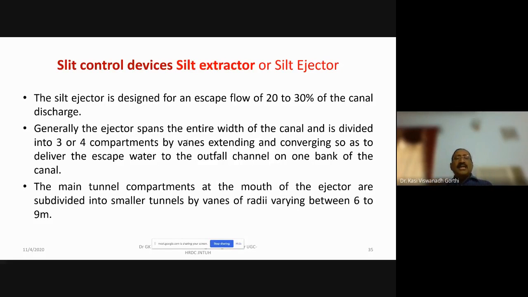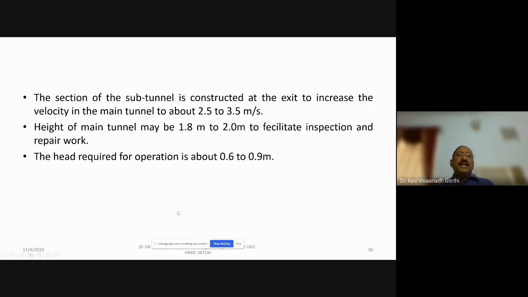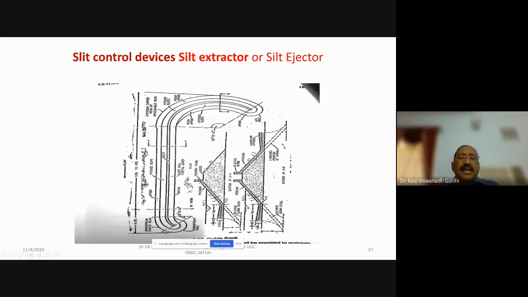The main tunnel compartments at the mouth of this ejector are subdivided into smaller tunnels by vanes of radii varying about 6 to 9 meters. The section of the subtunnel is constructed at the exit to increase the velocity in the main tunnel to about 2.5 to 3.5 meters per second. Height of the main tunnel may be about 1.8 meters to 2 meters to facilitate inspections or any repair or maintenance work. The head required for operation is about 0.6 to 0.9 meters.